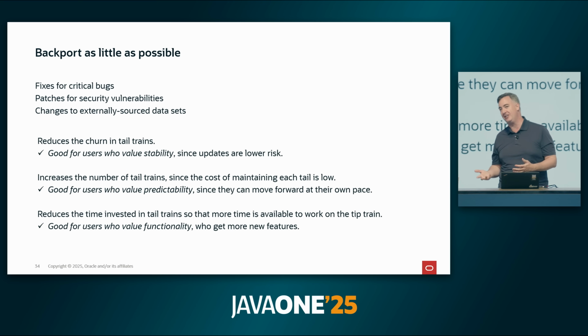It means that the churn in those tail trains is reduced. And this is good for users who value stability because the updates are lower risk. It increases, in all probability, the number of tail trains, since the cost of maintaining each tail train is low. And this is good for users who value predictability, since they can move forward in and among the tails at their own pace. And of course, it reduces the time invested by a limited, likely open source library development team in the tail trains so that more time and effort can be put into improving the tip train. And that's obviously good for users who value functionality because they get more new features faster.